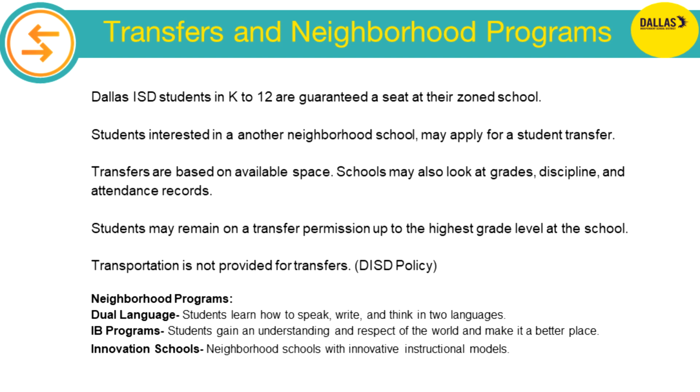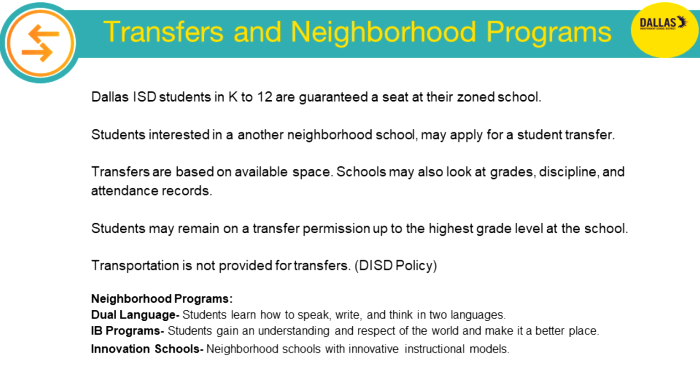As was mentioned by my colleagues, Jennifer and Yesenia, regarding the programs and how to apply, there's over 200 plus neighborhood programs already ready for your student to enroll in. And every Dallas ISD student in K to 12 automatically has a seat at their zone school. But if they're interested in applying to a different neighborhood school, they can use the system to go ahead and apply to another neighborhood school.